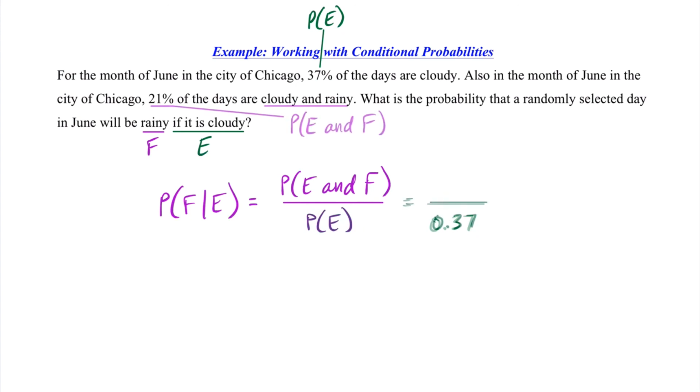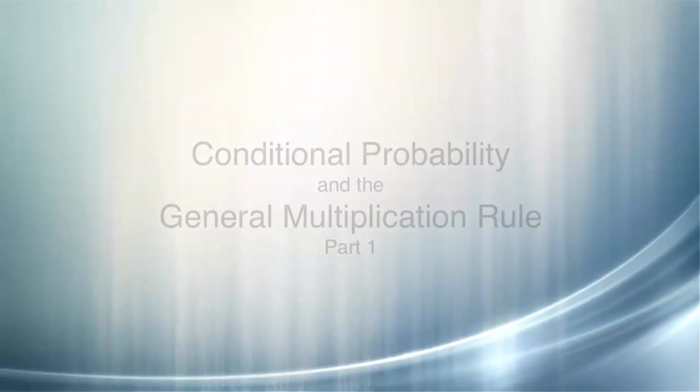And then we're told that 21% of the days are cloudy and rainy. Therefore, that 21% represents the probability of E and F. The keyword in between those would be "and," of course. It's cloudy, our event E, and rainy, our event F. Therefore, we have our P of E and F at 0.21, and we get a probability of approximately 0.5676. And we're all set one more time with finding our conditional probability.